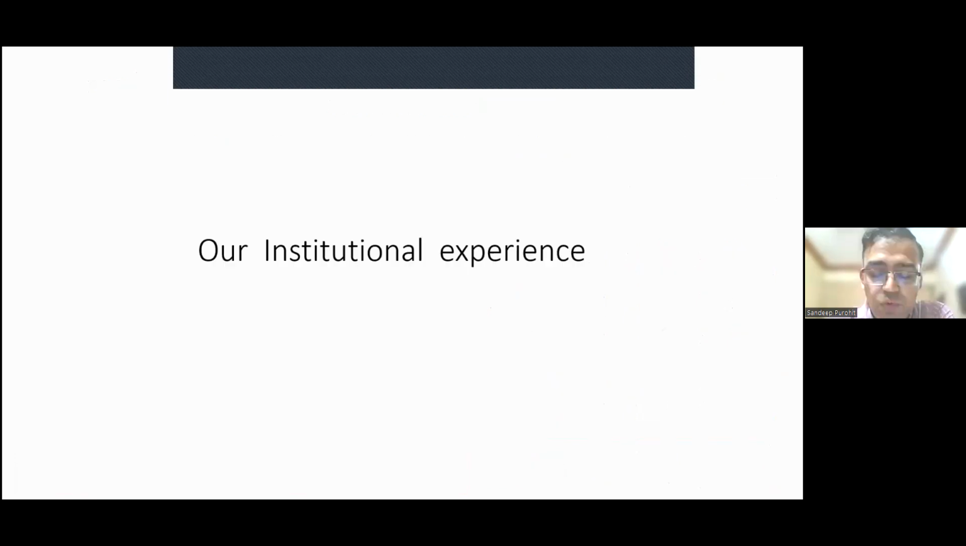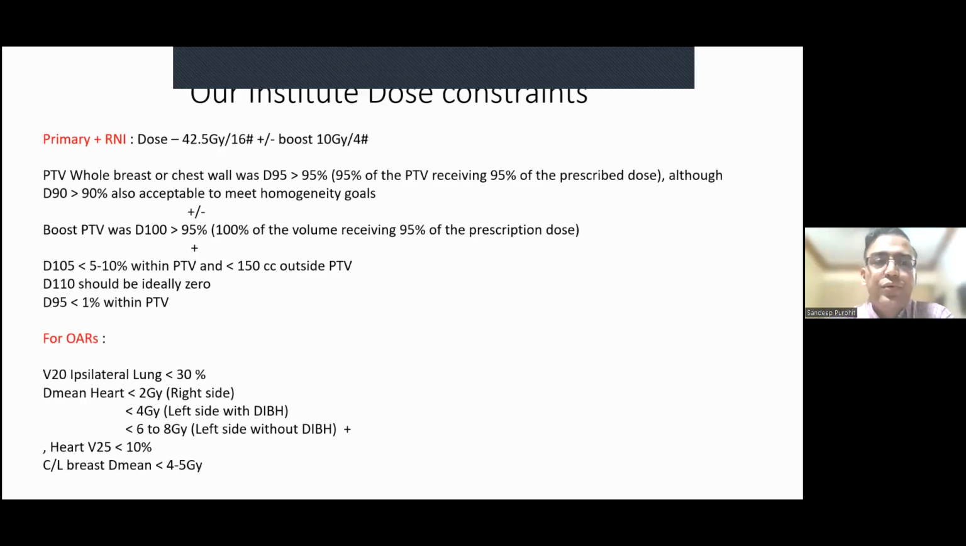Now, these were the trials that have been published worldwide, and our institutional experience based on that, we follow certain guidelines. So in our institute, where we give primary dose to the primary and regional irradiation, we follow a hypofractionation regime, quoting the Canadian trial, in which 42.5 Gy in 16 fractions is given. And if boost is given, it is given in 10 Gy in 4 fractions.